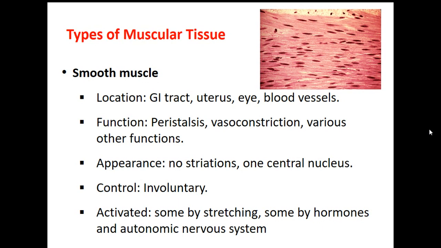So involuntary control, of course, no striations. That's why it's called smooth, because it doesn't have striations. Just one nucleus per fiber.